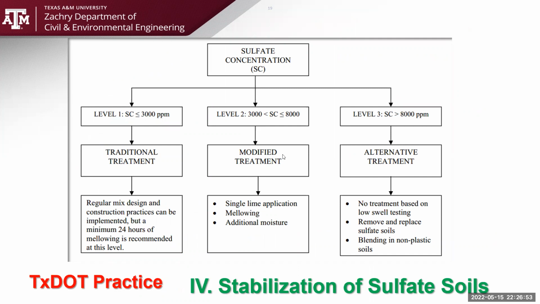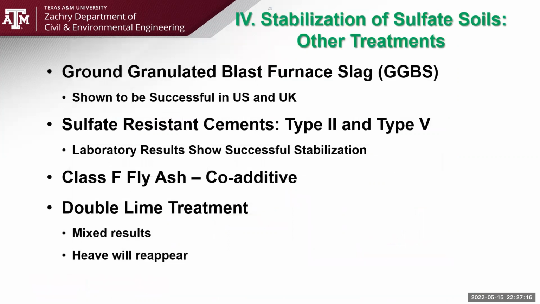So this is another stabilization guidance. If you have less than 3,000, typically it's not an issue, but around 3,000 to 8,000, they use a different mellowing process and double liming, and they have some success with these things. Above 8,000, at that time they didn't have a solution, and we have done a study. I'll show you those results briefly. In the next few slides, I'll talk about a few stabilization methods that work for sulfate soils.